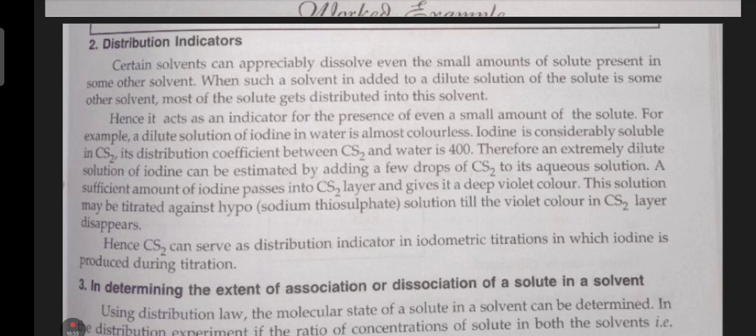Therefore, an extremely dilute solution of iodine can be estimated by adding a few drops of CS2 to its aqueous solution. A sufficient amount of iodine passes into CS2 and gives it a deep violet color. This solution may be titrated against hypo, sodium thiosulfate solution, till the violet color of the CS2 layer disappears. Hence, CS2 can serve as a distribution indicator in an iodometric titration in which iodine is produced during titration.